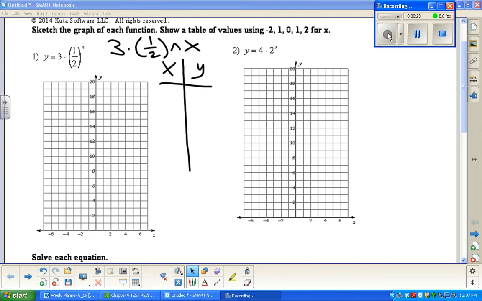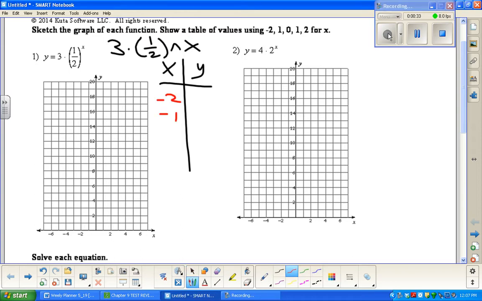Okay, so if we make a little table of values, you should, again, use -2, -1, 0, 1, 2. And we should just recognize that, of course, we're going to start at 3 here. And then as you go to the right, so that one would be a 3. When we put in the exponent of 1, 3 times 1/2 to the first is going to be 3/2, so about 1.5. And basically each time x increases, this thing's going to get cut in half. So it's going to be a little lower.